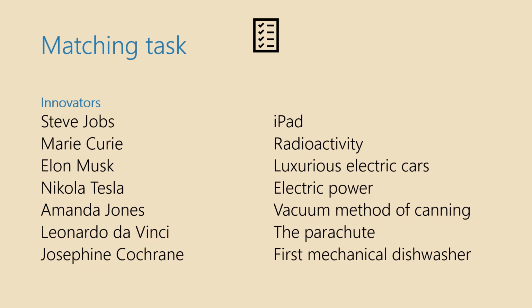Amanda Jones was the inventor of vacuum method of canning. Leonardo da Vinci, among many other things, also invented the parachute. And finally, Josephine Cochrane invented the first mechanical dishwasher. Well done!